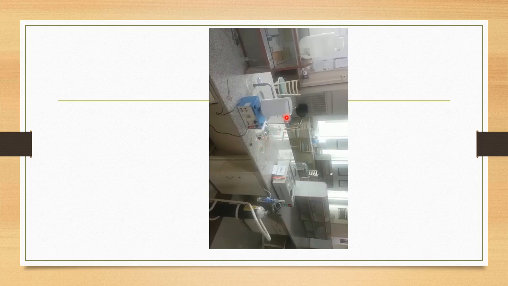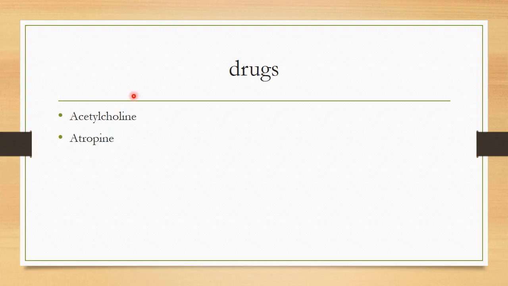There is a pointer attached to the kymograph. One end of the pointer is attached to the rabbit ileum, and inside the chamber there is a rabbit ileum. Around this chamber there are spiral tubes; I will explain later the purpose of that tube. This is the container that usually contains the Tyrode solution. The drugs used for this experiment are acetylcholine and atropine.